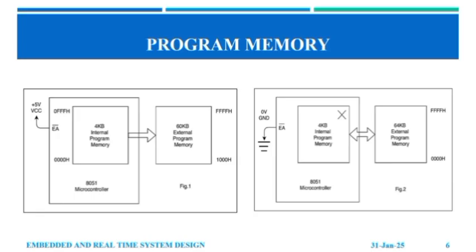What this means is if we are doing that, then our EA pin will be connected to logic 1. The total of this will give us 64 kilobytes of program memory. While the third case is if we only use just the external ROM of 64 kilobytes, it means that the EA pin will be given a logic 0, which is connected to ground.